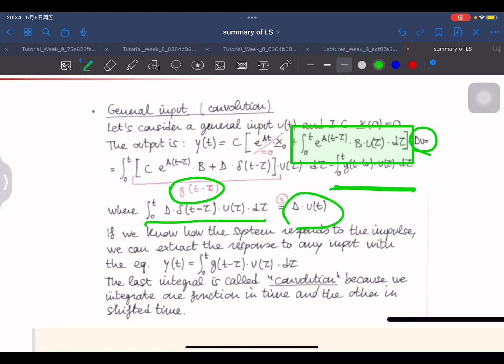If we now know the system's response to the impulse, we can extract the response to any input with this equation: y(t) equals the integral from 0 to t of g(t minus tau) u(tau) d tau. This integral is called convolution because we integrate one function in time and the other in shifted time.